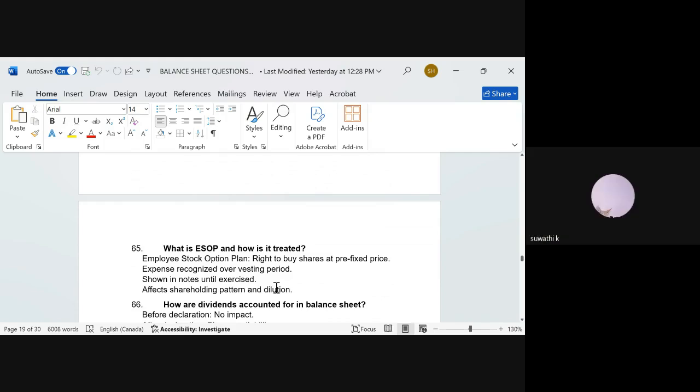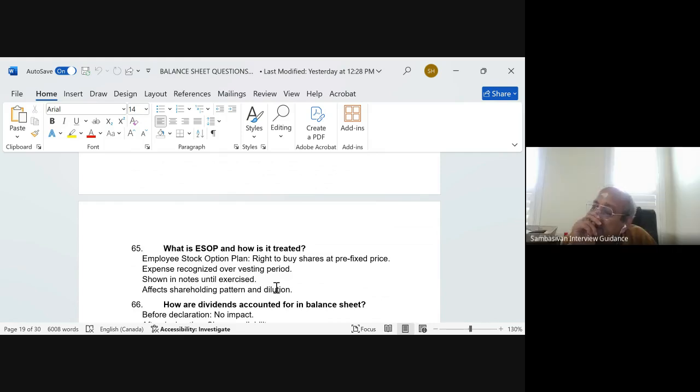65. What is ESOP and how is it treated? Employee stock option plan, right to buy shares at a prefixed price, expense recognized over the vesting period, shown in notes until exercised, affects shareholding pattern and dilution.